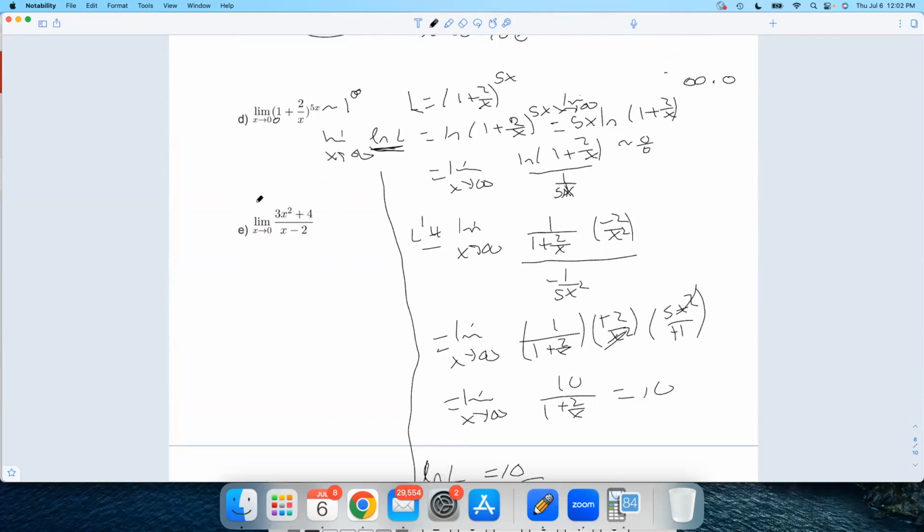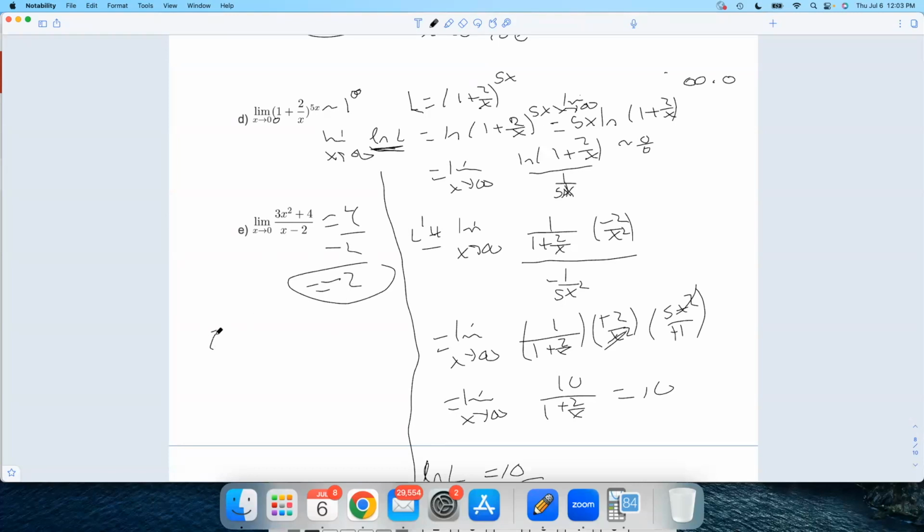Okay, finally, this guy here. Remember the very first thing you try when you're taking a limit is try plugging it in and see what happens. Otherwise, you're going to get the wrong answer. If I just plug in 0, I'm going to get 4 over -2. I get -2. I'm done. That's the limit. There's no calculus. Well, I mean, calculus is the study of limits. So technically there's calculus, but there's no L'Hopital.